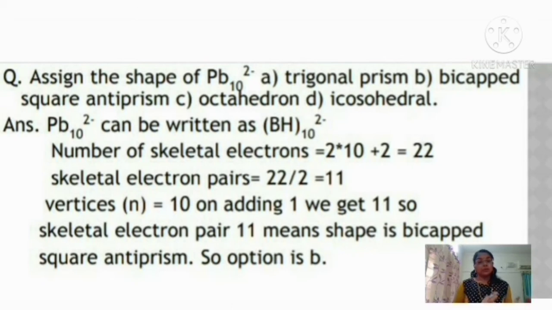So here the polyhedral electron count, or skeletal electron pair, obtained is 11. At that time, the number of vertices should be 10, and only then is the preferred geometry the bicapped square antiprism. Here the vertices are correct, n equals 10, because there are 10 lead atoms, and the skeletal electron pair obtained is 11. So it belongs to the closo type, and I have discussed the table for closo type structures. So the geometry can be bicapped square antiprism. So the option is B.